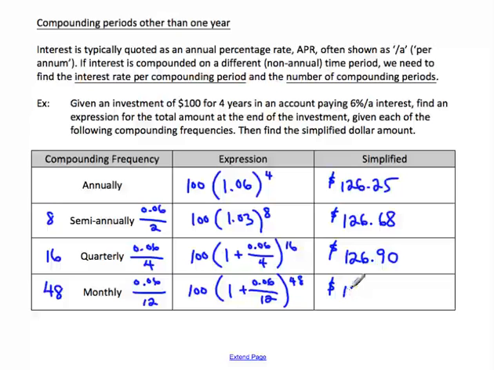And you get $127.05. So you can see that with the same per annum interest rate, increasing the compounding frequency will increase the total amount of interest paid. And that makes sense because we're earning interest on our interest. So the sooner we get that interest into our account, the more opportunity we have to earn interest on it.